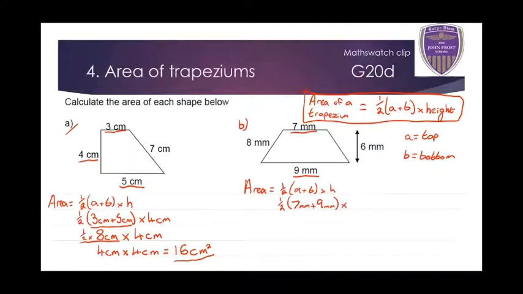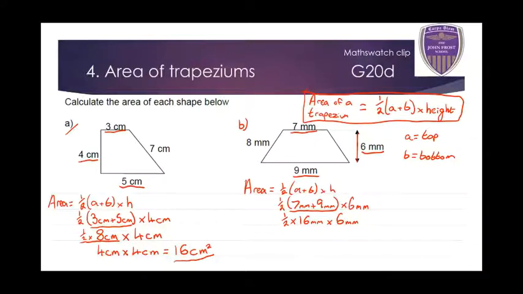Times that by the height. Remember, it's the vertical height, so I'm going to use the 6 millimeters. So times by 6 millimeters. Okay, so first of all, let's add these two together. So what is 7 plus 9 millimeters? Well, that's going to be 16 millimeters. Okay, and that's going to be a half times 16 times 6 millimeters.